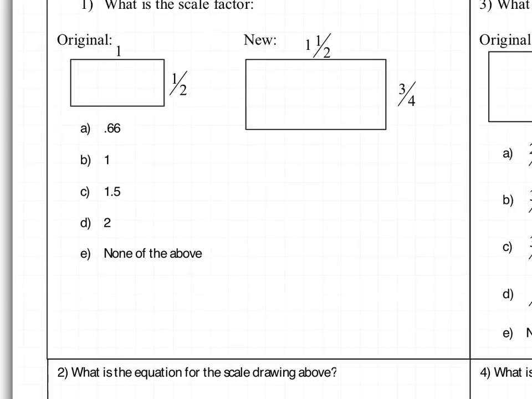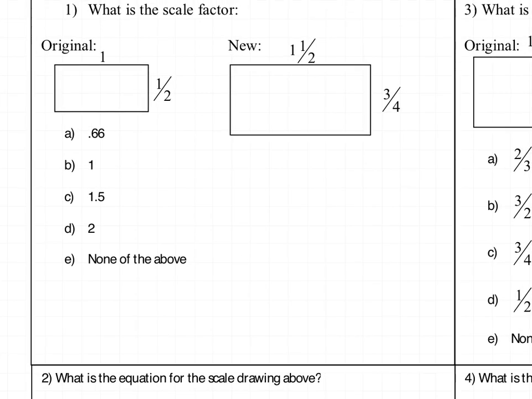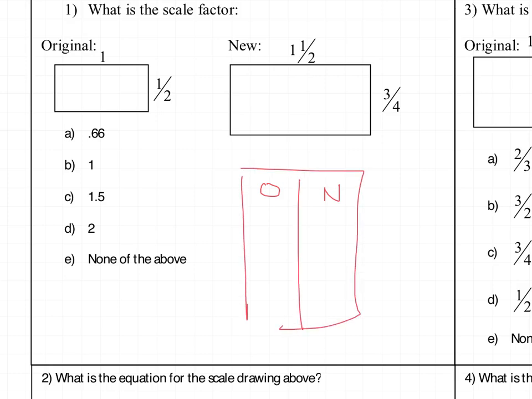So looking at this, this should be quick and easy since most of you have already gone over it. We're always looking for the relationship between the original drawing and the new drawing. So we can draw this quick T-chart. For the original, we have 1, and the new is 1 1/2, its corresponding side. And for the original other side, we have 1/2, and its corresponding side is 3/4.